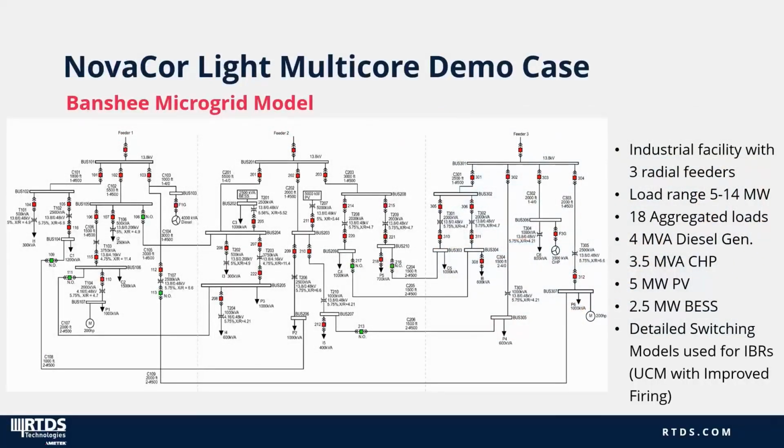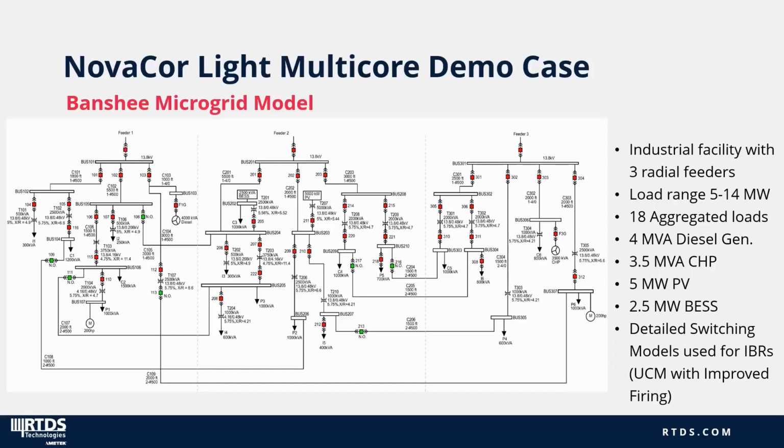First, with the multi-core demo case, the microgrid model that we're going to be simulating is known as the Banshee microgrid. This microgrid is based on an industrial facility with 3 radial feeders, which are broken down into 3 separate areas. Area 1 on the left, Area 2 in the middle, and Area 3 on the right. Each area has its own generation assets, either renewable energy-based generation, such as PV or battery energy storage, or other types of generation, such as diesel generation, or combined heat and power-based generation.